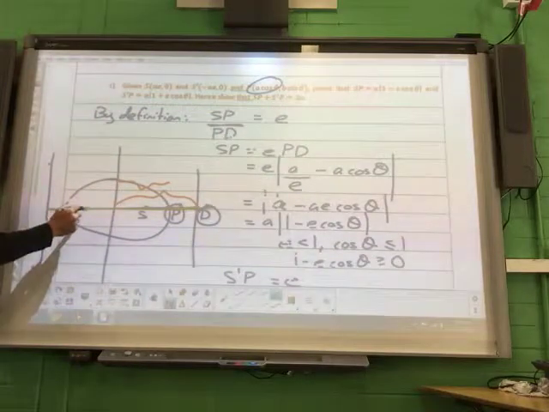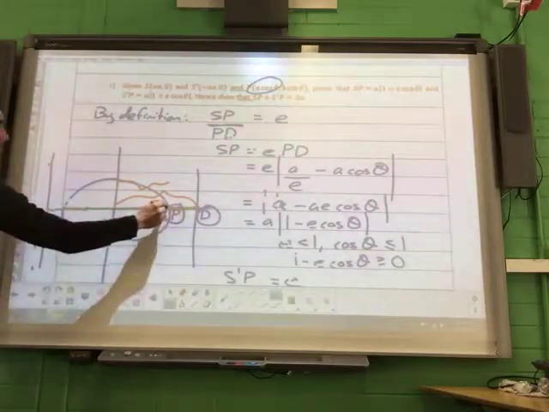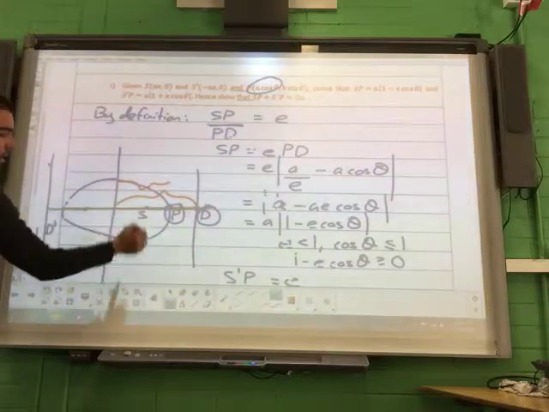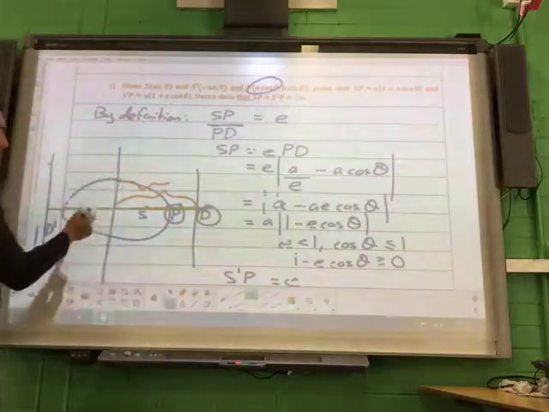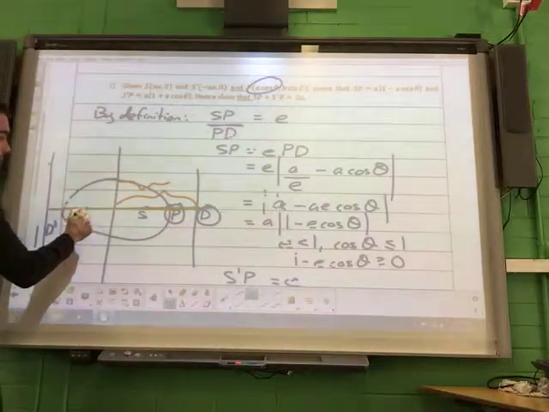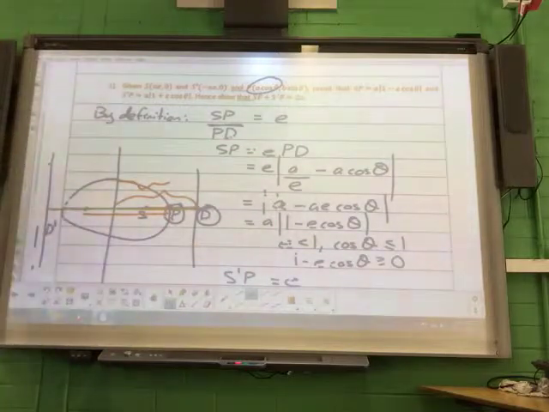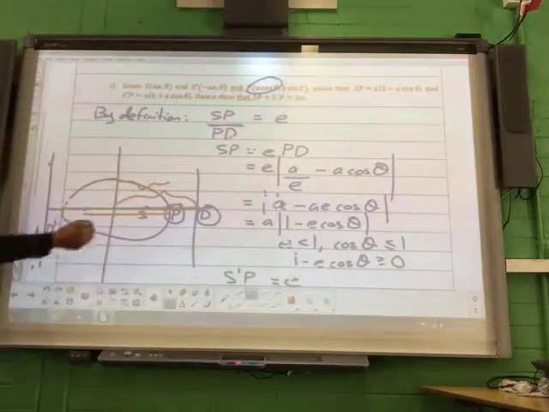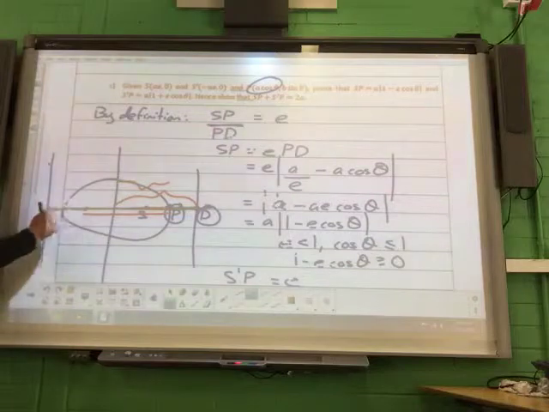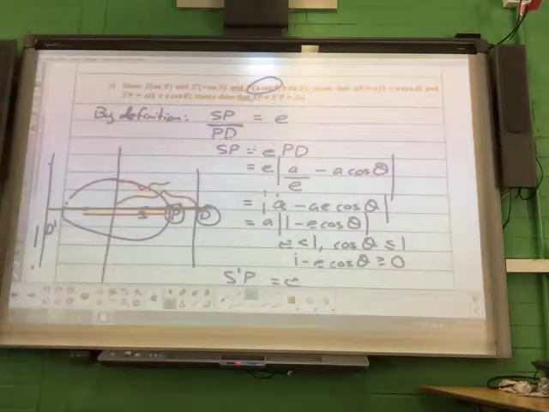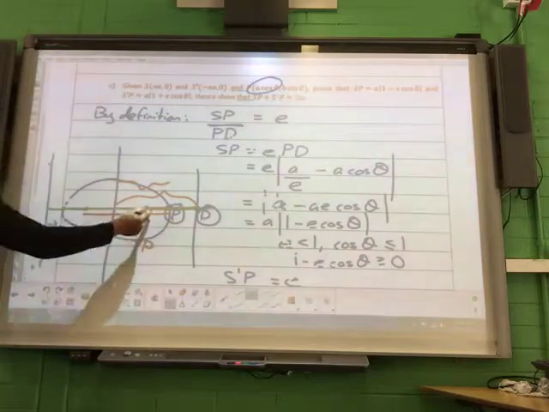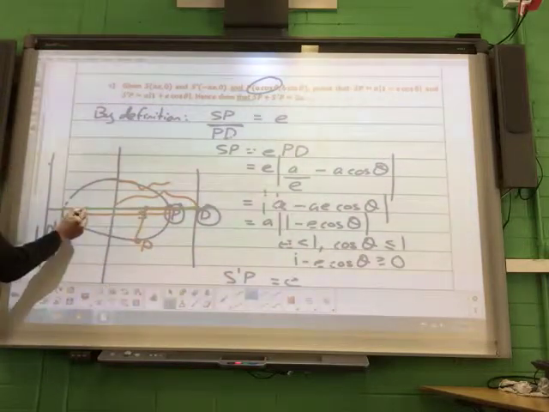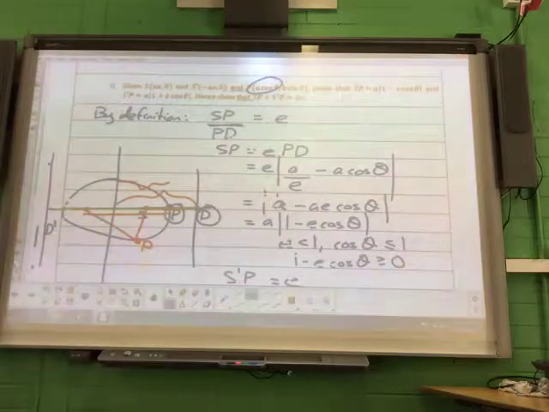SP. So if you pick that point P here, SP, this distance here, plus S prime P, this distance here, is 2a. In other words, if I shift that bit over here, I'm really finding that whole length there. But that works for any point P. So if I put a point here, we've got that plus that is also equal to 2a. That's what we're getting at.